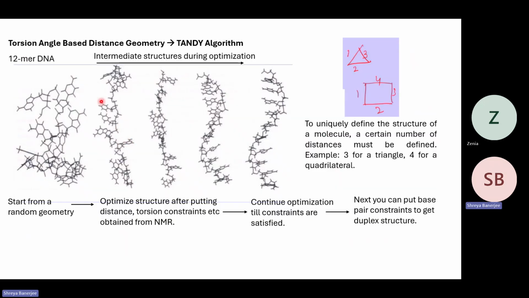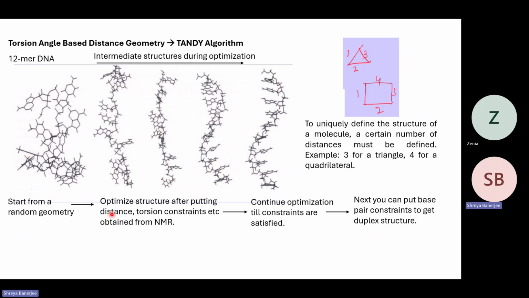One procedure that is followed for that is called the torsion angle based distance geometry algorithm. Here a 12-mer DNA is shown. To uniquely define any structure, a certain number of distances must be defined. For a triangle, 3 distances must be defined. For a quadrilateral, 4 distances must be defined, and so on. So we have certain distance constraints from the NOESY intensities. Here, a 12-mer DNA is shown. We start from a random geometry.